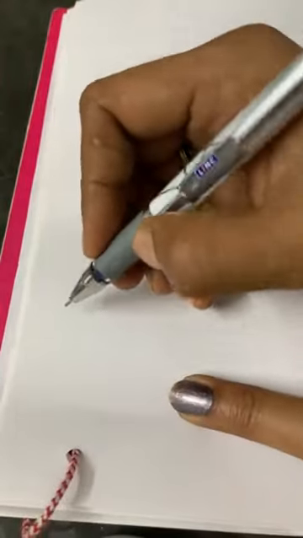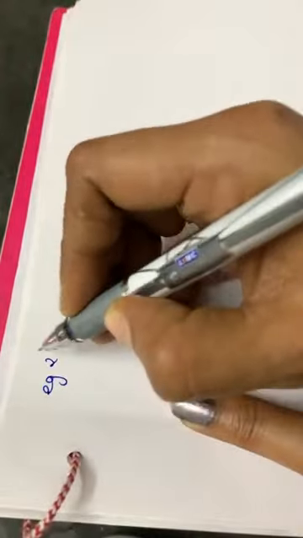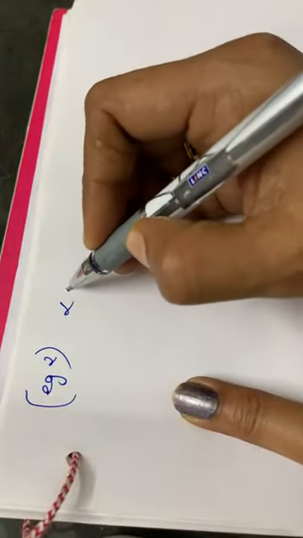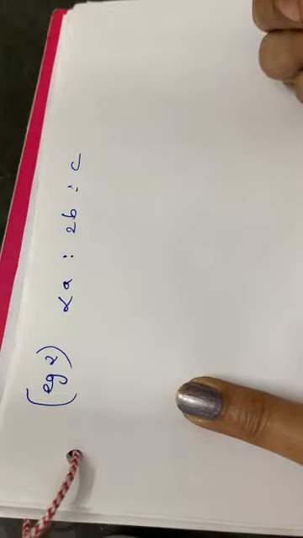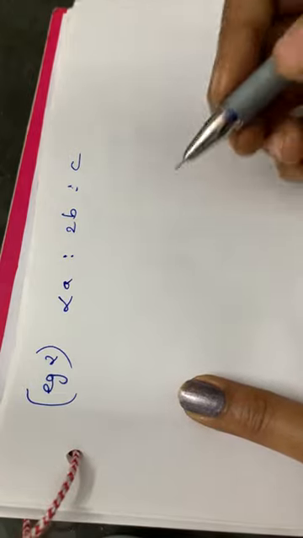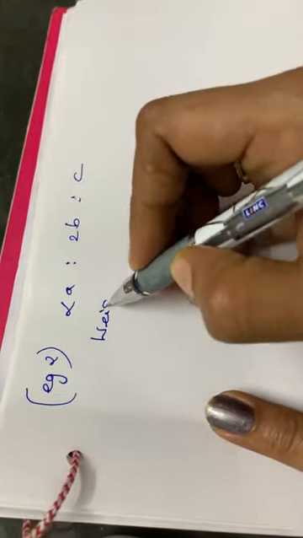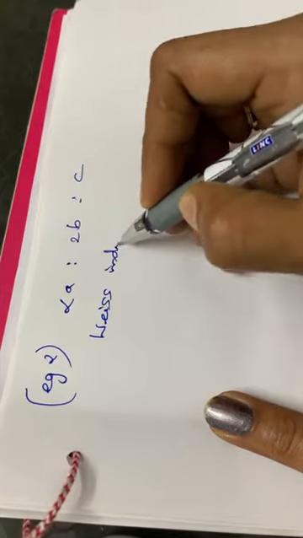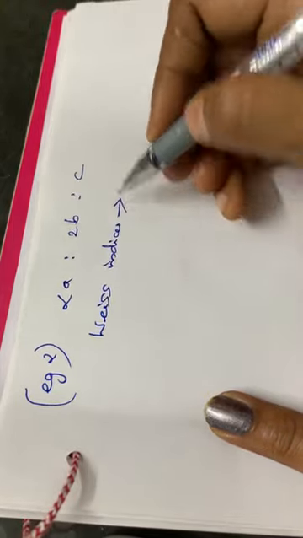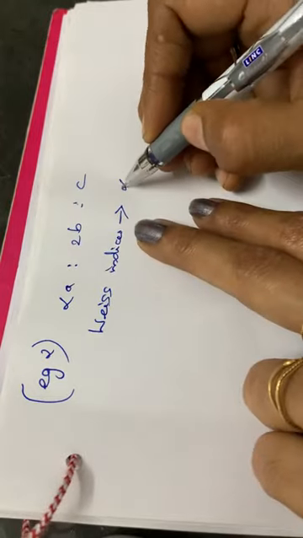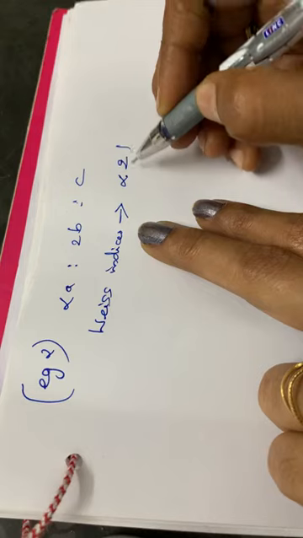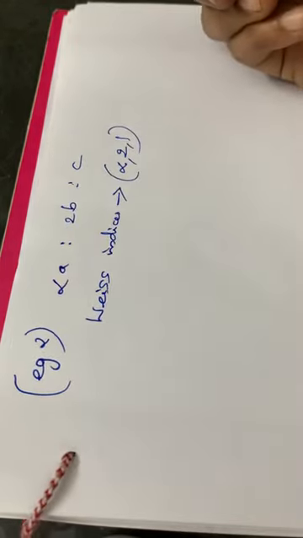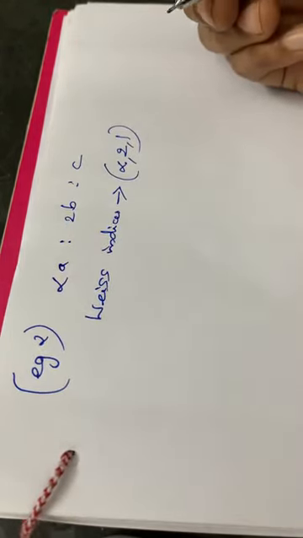Then another example. See, another plane, that is example 2, another plane with infinity A is to 2B is to C. So here first step you have to calculate the Weiss indices. Weiss indices means the coefficients of A, B and C. So here it will be infinity, then 2, then 1. So this is the Weiss indices for that particular plane.